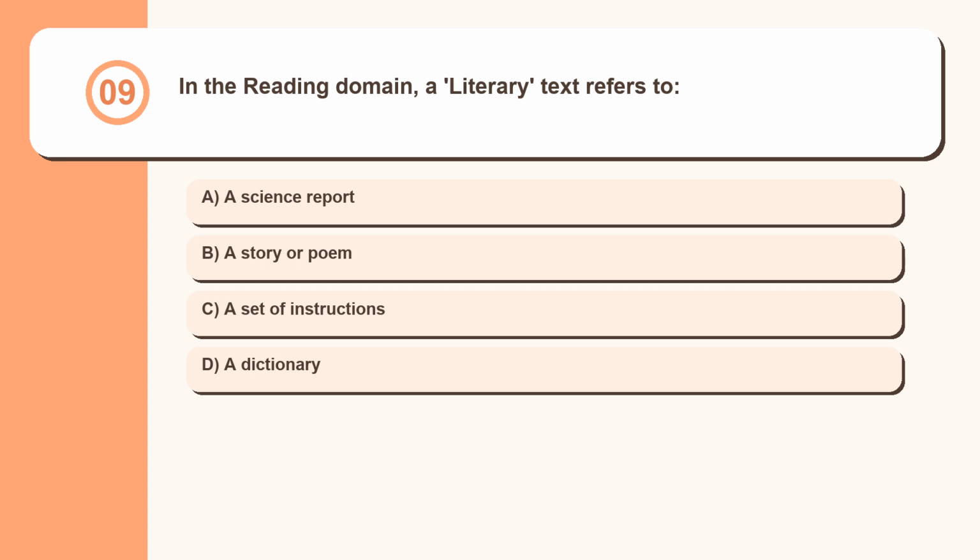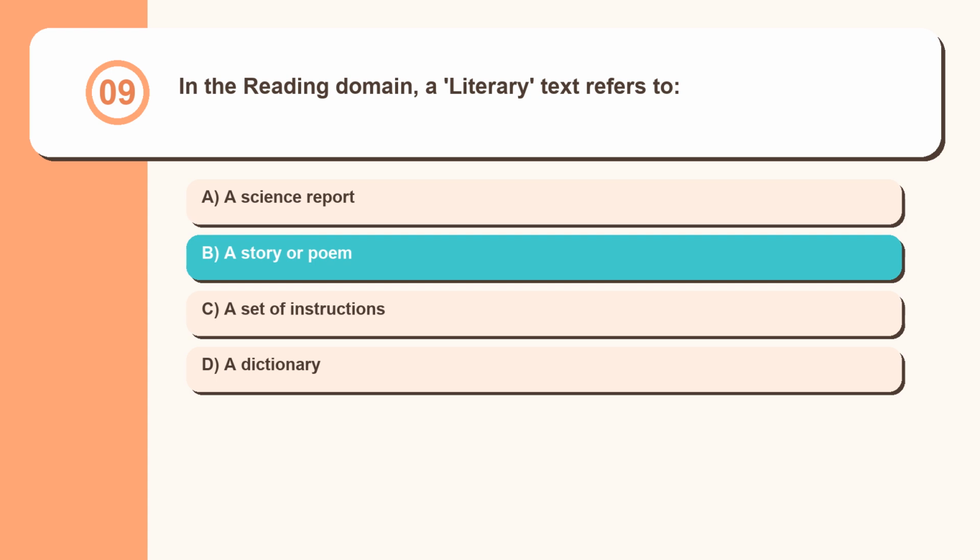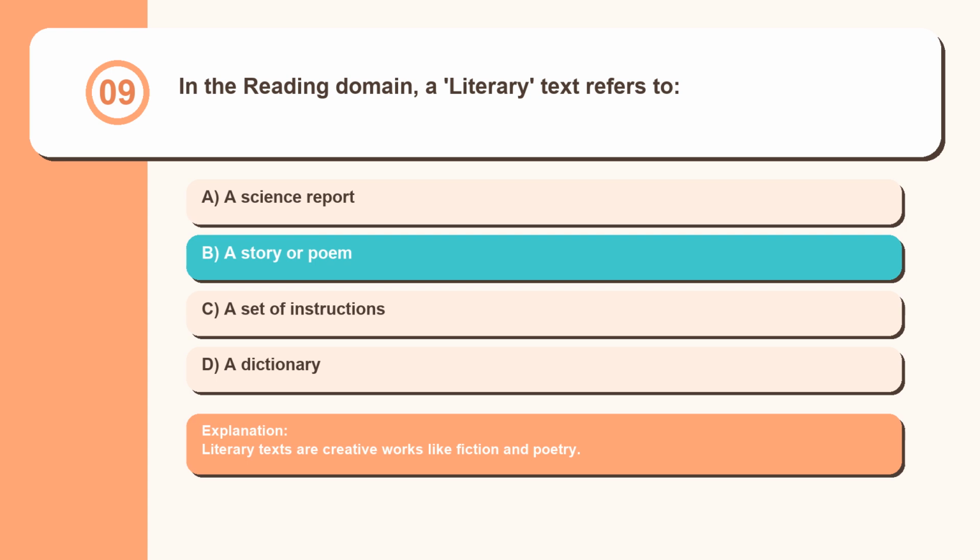Question 9. In the reading domain, a literary text refers to a science report, a story or poem, a set of instructions, a dictionary. Literary texts are creative works like fiction and poetry.